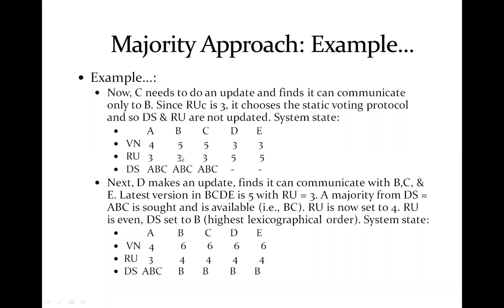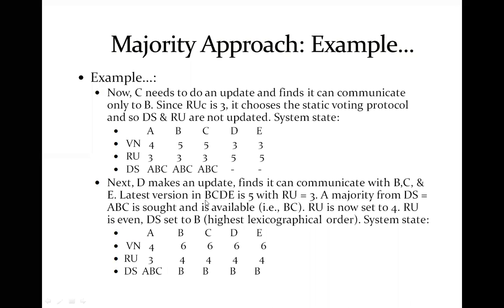Now let us go to the next case, in which D is going to receive an update. D tries to discover to whom it can communicate. It finds that B, C, E are the sites with which it can communicate. So B, C, D, E, and the latest version available among B, C, D, E is 5.